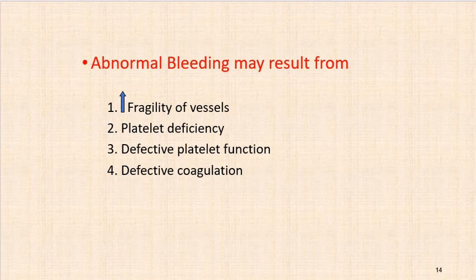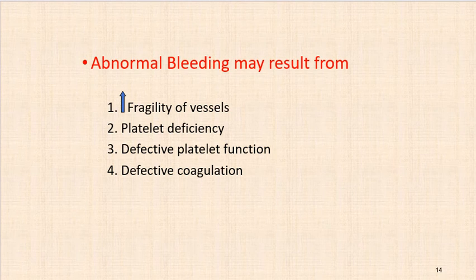Well, abnormal bleeding. How can abnormal bleeding occur? Abnormal bleeding may result from a disorder or abnormality of the blood vessels. If the blood vessels are very fragile, very little trauma, very little injury can cause a large amount of bleeding and prolonged bleeding.